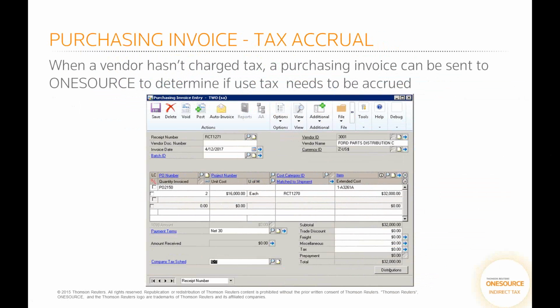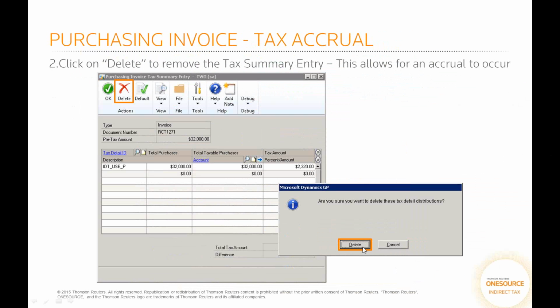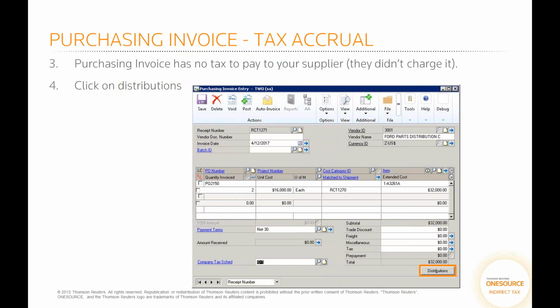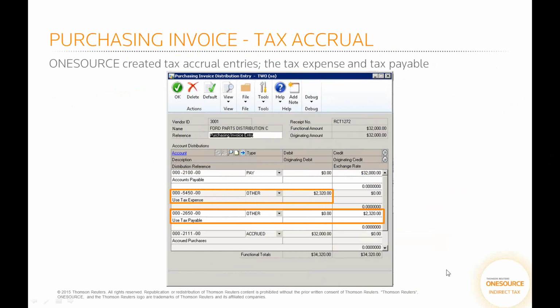Now, if you receive an invoice from a vendor and the vendor did not charge you any tax, we give you the option to calculate the tax and accrue the tax automatically. And in order to do that, you would click on this icon right here, or button rather, distributions. Then you would delete the tax summary entry, which then would allow an accrual to occur. It takes us back to the previous screen, and then we click on distributions again. And we see now that our integration created tax entries for accrual for an expense, which is a debit, and for a payable account as a credit.